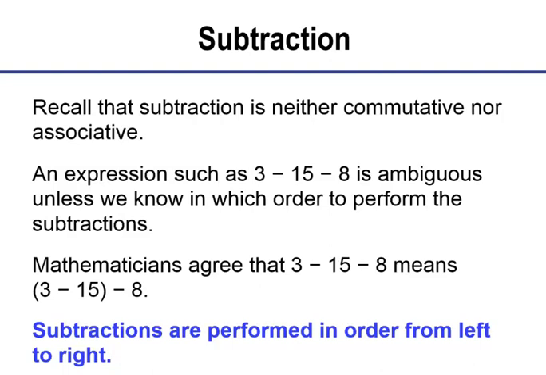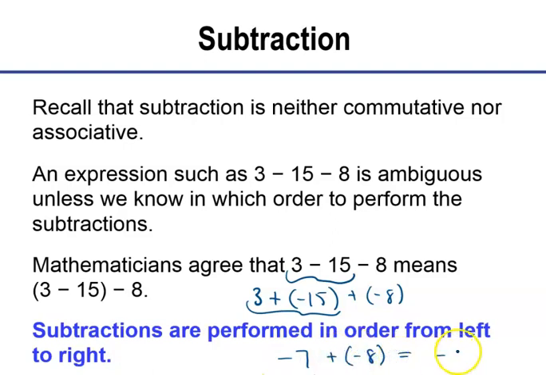So to do this problem, you would first perform the 3 minus 15. And of course you could write that as 3 plus a negative 15 and then plus a negative 8. And then we do 3 plus a negative 15 is negative 7 plus a negative 8, and that results in negative 15. Because we know the rule is when you add both negatives, you just add the numbers together, or even the absolute values of the numbers to get 15, and you keep the common sign.